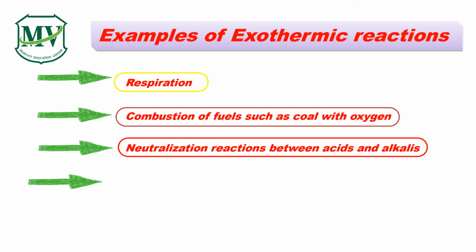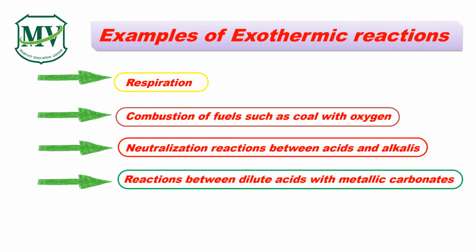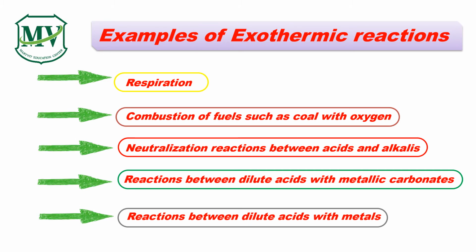Fourth, reactions between dilute acids and metallic carbonates. When acids react with carbonates, such as calcium carbonate, a salt, water, and carbon dioxide are made. The carbon dioxide causes bubbling during the reaction, which is observed as fizzing. It can be detected by passing the gas through lime water, which will go cloudy. Also, the reaction of metal carbonates with acids is exothermic.